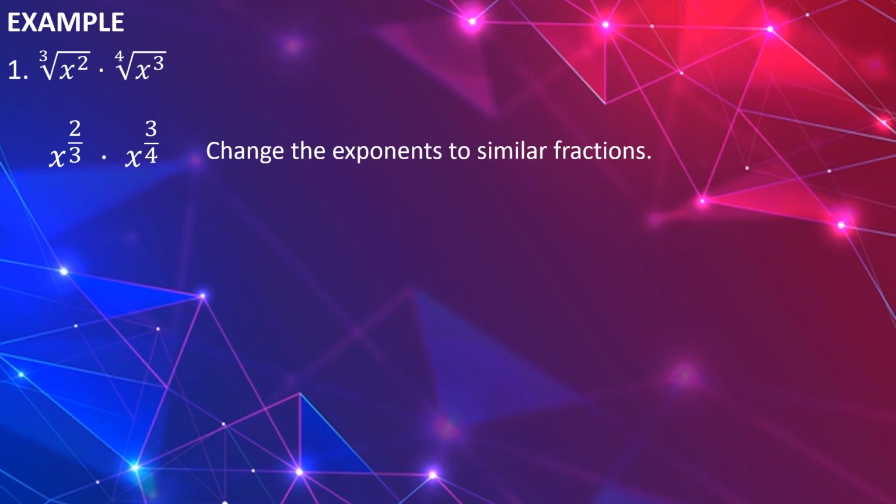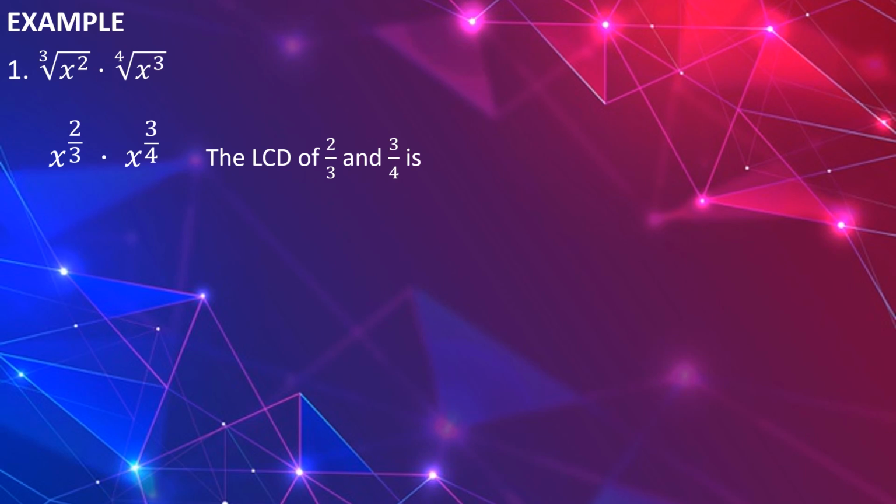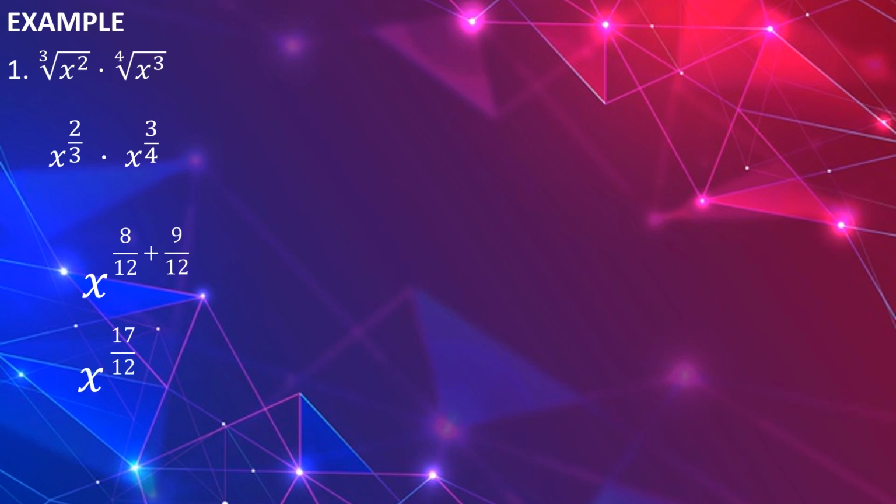Now we are going to change the exponents to similar fractions. And the LCD of 2/3 and 3/4 is 12. 2/3 will become 8/12, and 3/4 becomes 9/12. We now write it as x raised to the sum of 8/12 and 9/12, which is equal to x raised to 17/12.